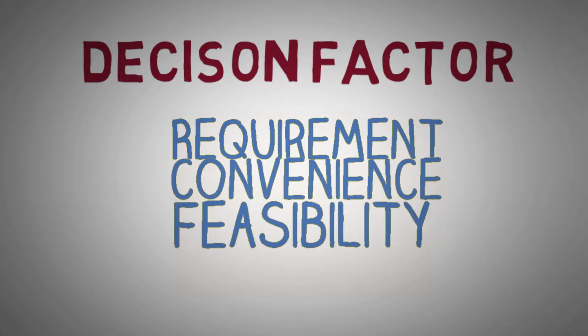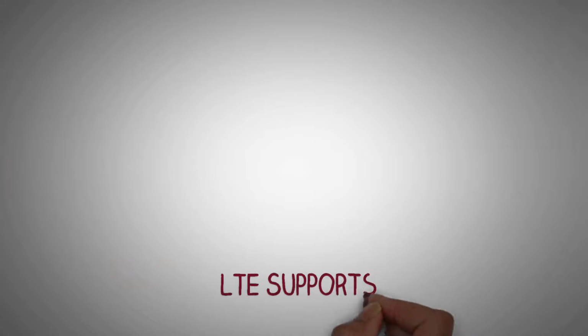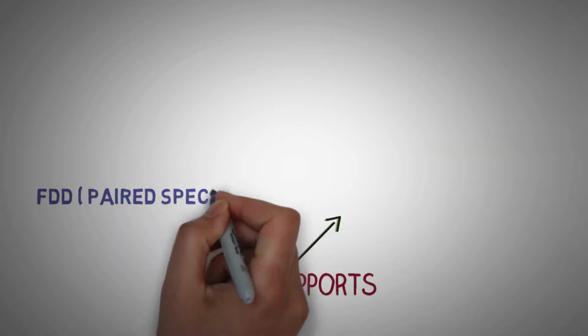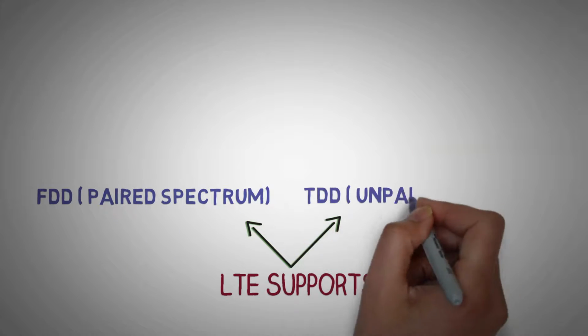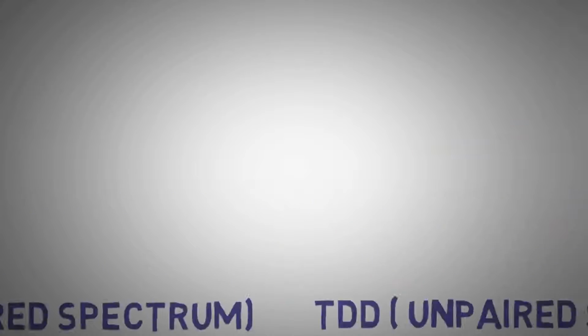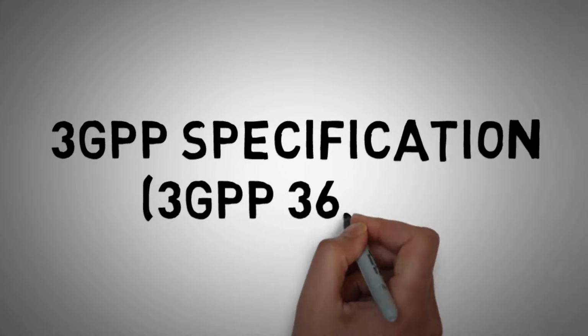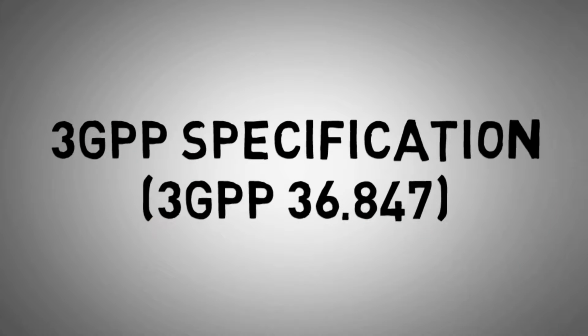As far as LTE is concerned, it is defined to support both the paired spectrum for frequency division duplex and unpaired spectrum for time division duplex. There are the same 3GPP specifications for both duplexing methods, 3GPP 36.847.